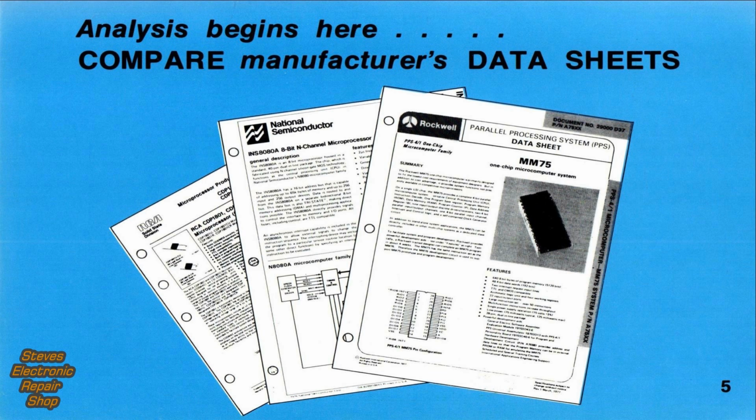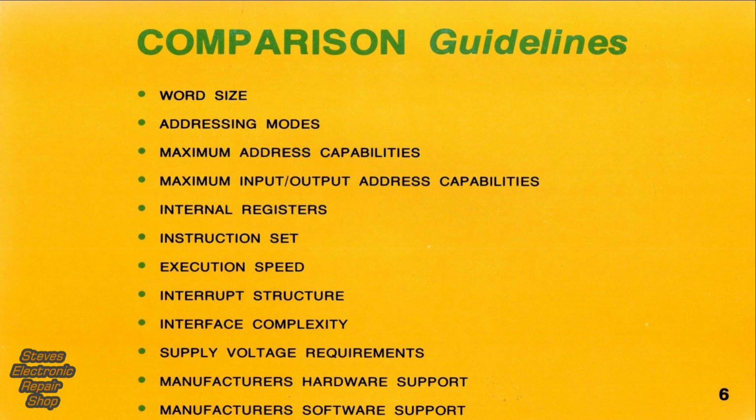Microprocessor analysis begins here, the comparison of manufacturers' data sheets. Data sheets tell you a lot about the individual devices, and you may begin to cull out the misfits at this early phase. Frame 6. Here are a few guidelines you can use for comparison.